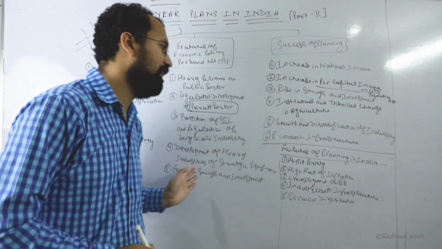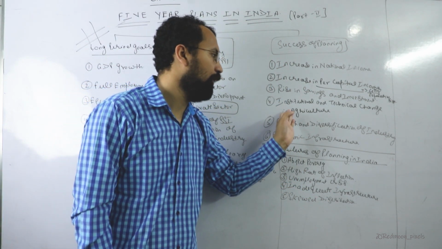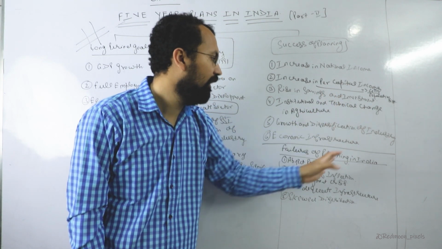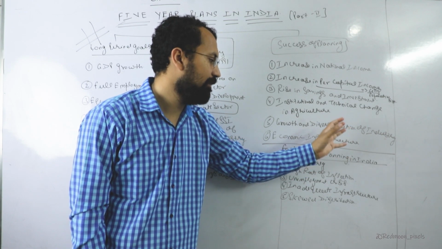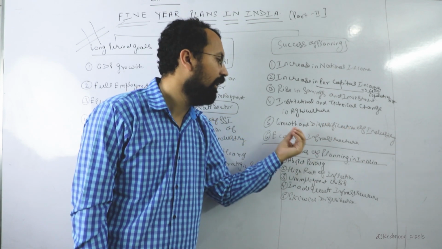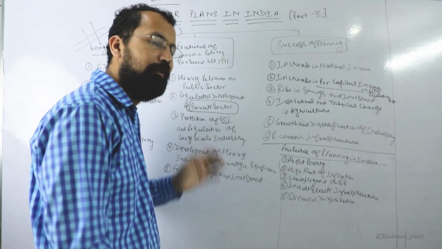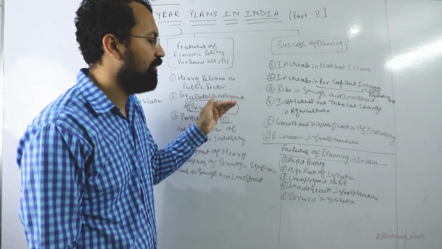Rise in savings and investment, as we have already discussed. Institutional and technical change in agriculture, this we are going to discuss in our next chapter. Growth and diversification of industry means industries were diversified. Economic infrastructure. So many plans were made, but still there were problems with the planning commission.